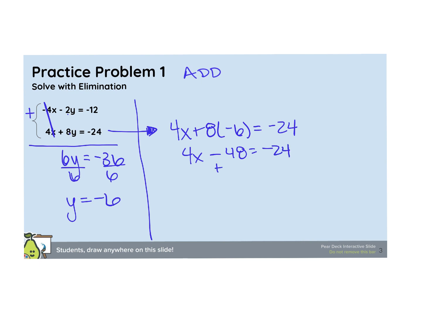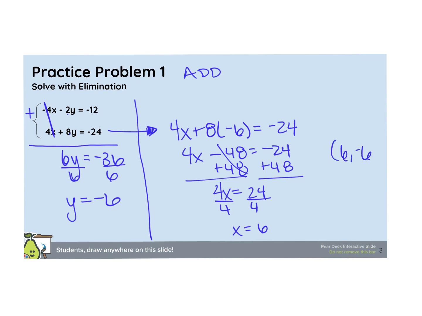Get rid of the -48 by adding. These are gone. So these signs are different, so I subtract. So 24, I have more positive, so it's +24. Last step is to divide by 4. So x is +6 and y is -6. On the next slide, we will check.